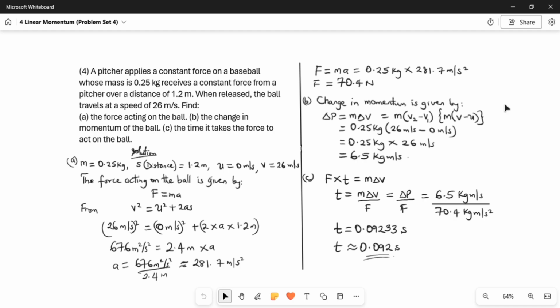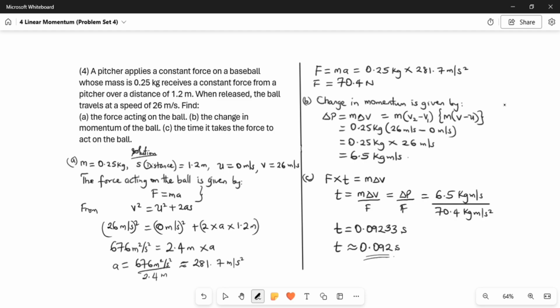What's the mass of the baseball? It is 0.25 kg. The distance covered is 1.2 meters. The initial velocity of this ball is 0 meters per second, and when released, it gets to a final speed of 26 meters per second. How do we get the force acting on this ball? We use F = ma, Newton's second law of motion.